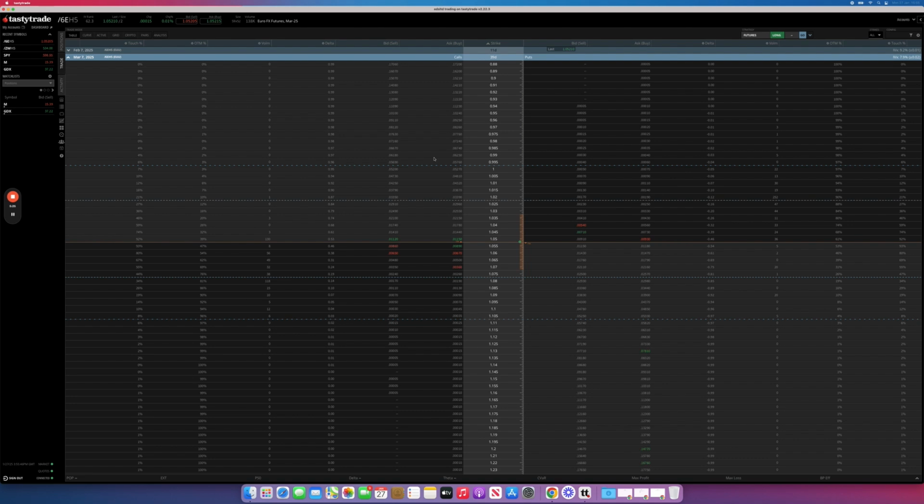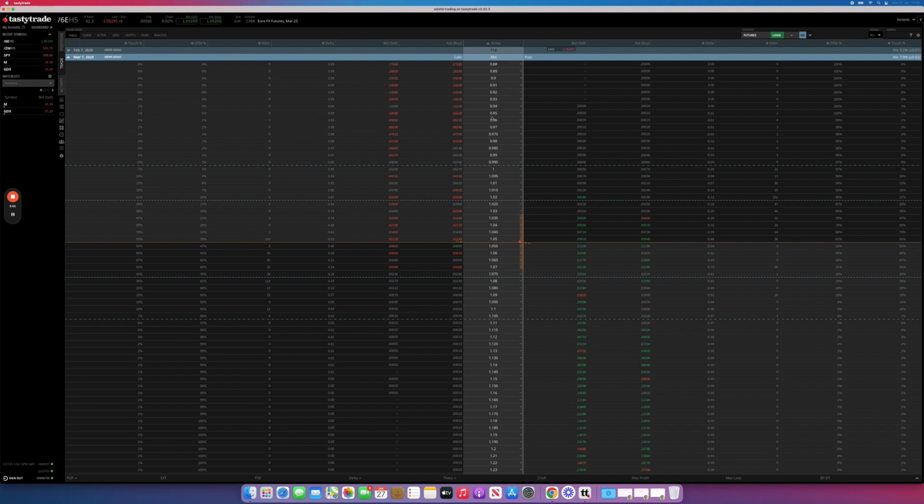On the left, we've got calls. On the right, we've got puts. We've got this horizontal orange line going through the middle. That shows us where the current price of the underlying is with respect to the strikes that are going from top to bottom here in the middle. And then we have this vertical orange line that shows us what the expected move is of the underlying over the next 39 days.